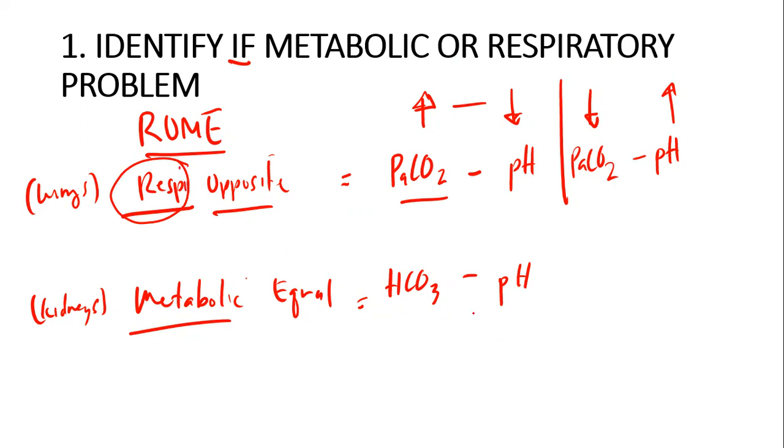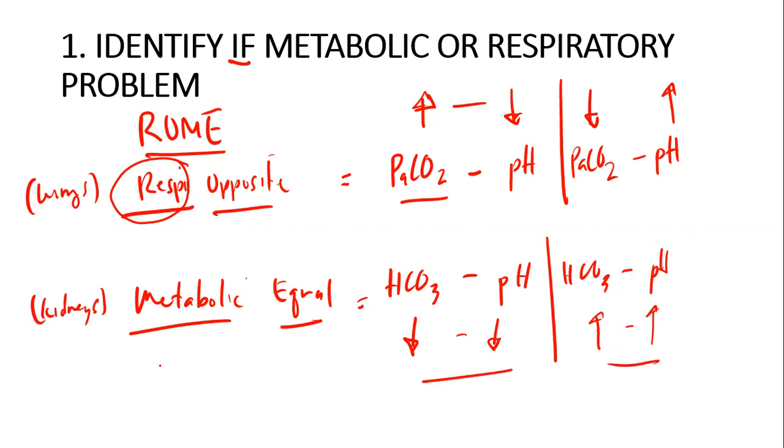Now, if it's a metabolic problem, it has to be equal. So what do you mean by equal? We have here the HCO3 is down, and then the pH is also down. That's equal. And another result would be bicarb is up, and then your pH is also up. So therefore, it is equal. So if your result shows these types of arrows, it is considered as a metabolic problem.